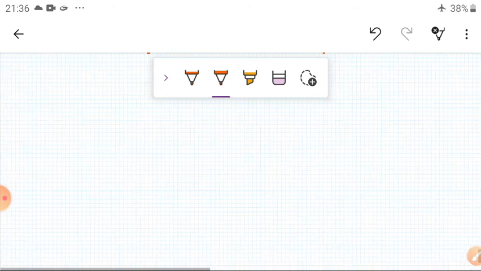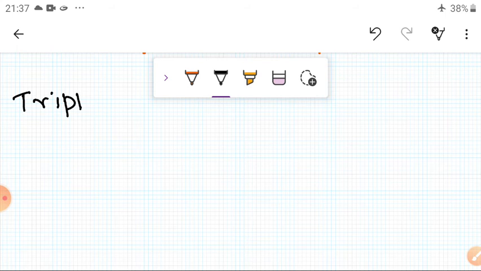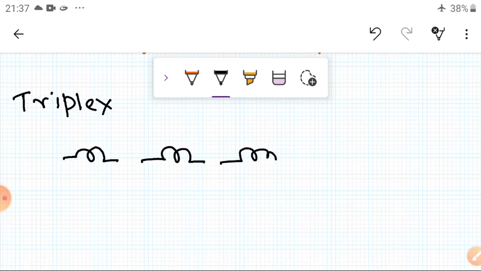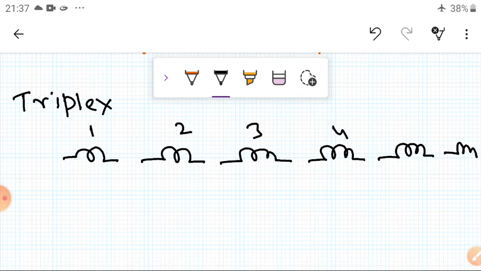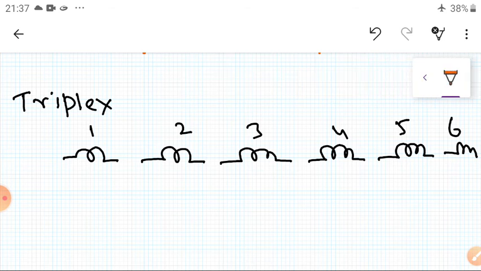Okay, so let us see the triplex. What is a triplex? 3 simplex lap windings are connected in parallel. Okay, let us take 6 coils here. So coil 1, coil 2, coil 3, coil 4, coil 5, coil 6. Okay, so 1, 2, 3, 4, 5, 6 coils I have taken. Now I will take the slots also. Okay, so here I have taken the slots.